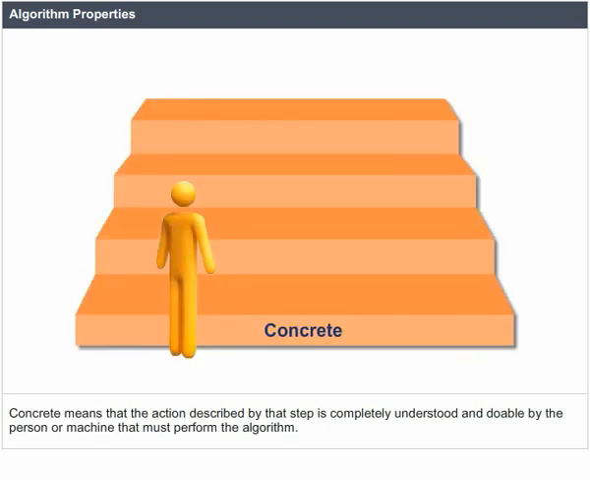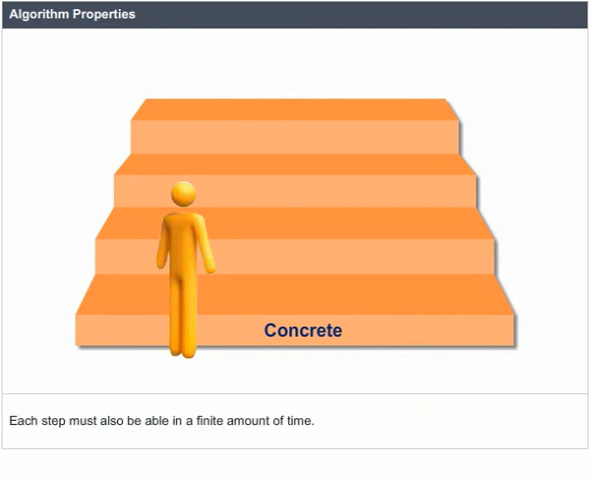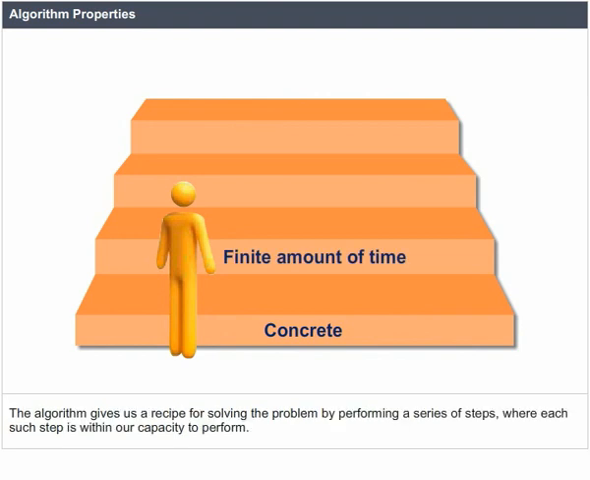Concrete means that the action described by that step is completely understood and doable by the person or machine that must perform the algorithm. Each step must also be able to be completed in a finite amount of time. The algorithm gives us a recipe for solving the problem by performing a series of steps, where each such step is within our capacity to perform.